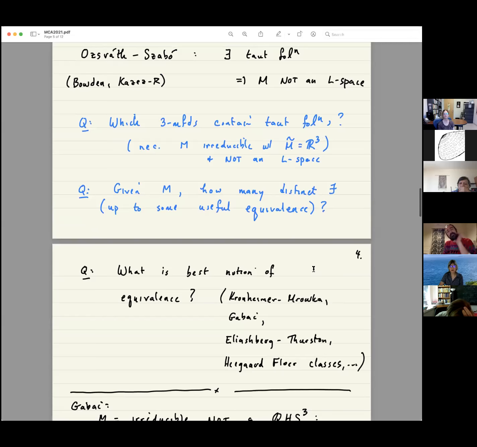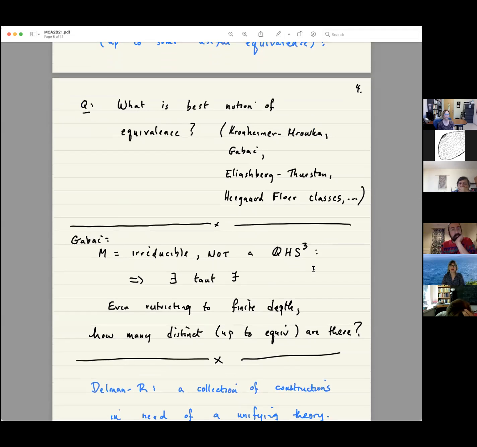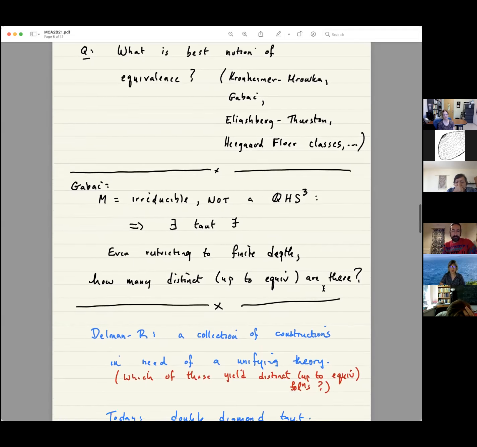Okay, so let's think about this question about existence of foliations. And we know from Gabai that as long as my manifold is irreducible and not a rational homology sphere, then there's a taut foliation. And if you want to be greedy, you could say, oh, okay, well, what if I'm interested in all possible taut foliations? Maybe that's too difficult. Maybe first I want to think about restricting to finite depth foliations and start thinking about using maybe homology or cohomology classes to describe what I see.